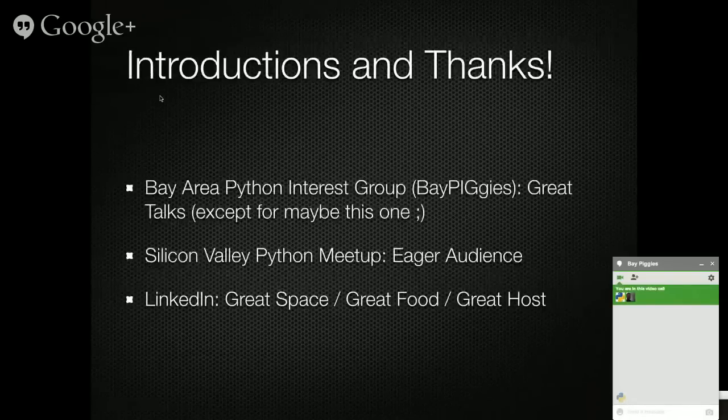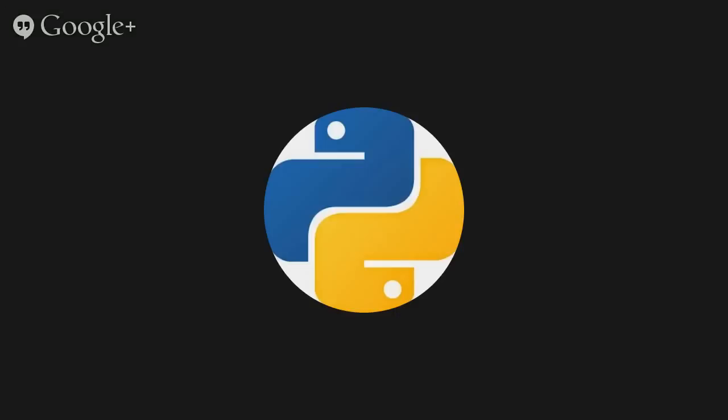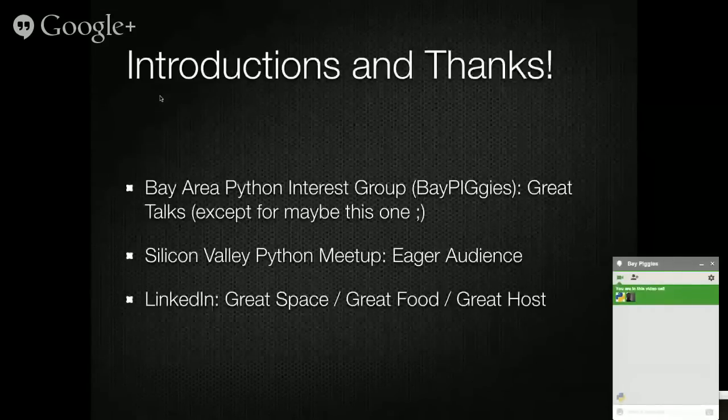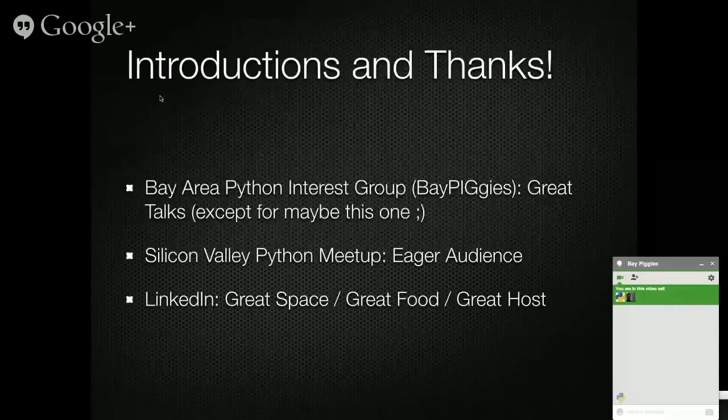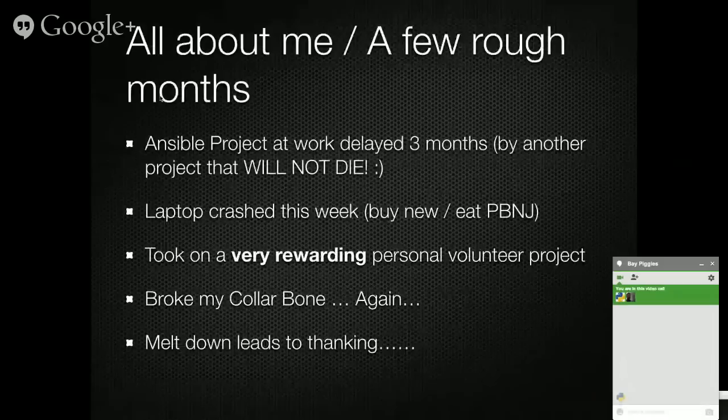Don't know. All right, some quick introductions. There are a couple of groups here. The Bay Area Python Interest Group is the organizer of this particular event, and they have great talks and great speakers, except for maybe this one. The Silicon Valley Python Meetup, I said the Bay Area Python the first time, right? I've messed those words up before, and I had to go back and say I'm sorry. So the first is the Bay Piggies group. That's the group that's the organizer. There's also the Silicon Valley Python Meetup group, and that just has a really good audience. So people have the speakers, we have an audience, put them together. All right, and LinkedIn, of course, for the very great space, great food, but there might not be food tonight, and absolute great hosts for giving it to us for free. So that's really awesome.